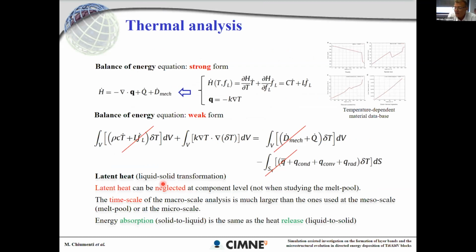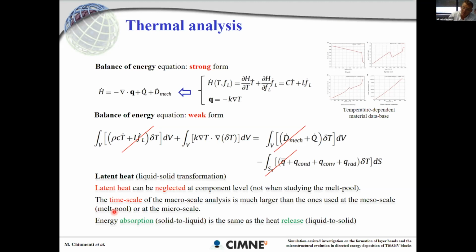So the thermal analysis is based on the balance of energy equation. In strong format, this is what you want to solve. Typically we skip in this case the mechanical dissipation, which is very small compared to the source. And we also typically neglect the latent heat if we are working at component level, obviously not if you are working at a melt pool.